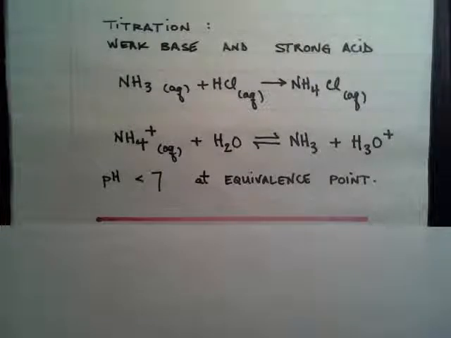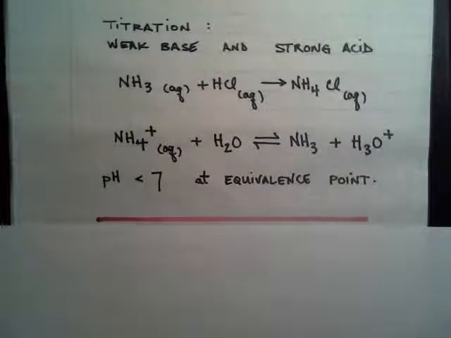So we see that at the equivalence point, when I have equal numbers of moles of my weak base and strong acid, because of the way all the species in the water react with each other in an acid-base fashion, we are actually left with an excess of H3O+ that's formed. And so the pH at the equivalence point is a little bit acidic, or less than 7.